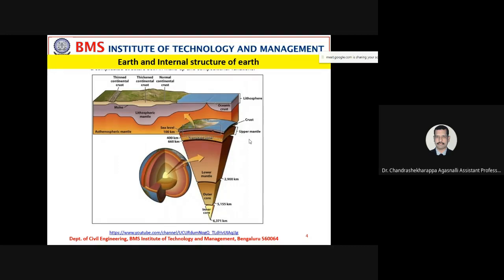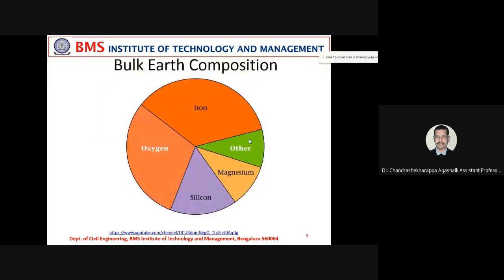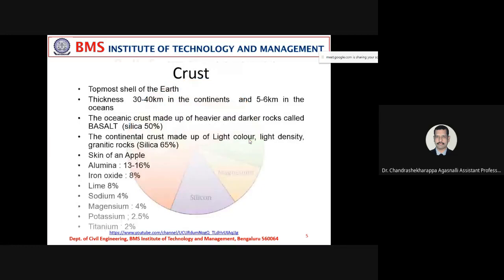So when it comes to the second one, let's go to the bulk earth composition, how it was. Iron, oxygen, magnesium, and silicon percentage, and other materials, right? Here you can get clarity on the crustal part. What is there in the crustal part? It's the topmost shell of the earth crust. Thickness is 30 to 40 kilometers, and 5 to 6 kilometers in the ocean part.